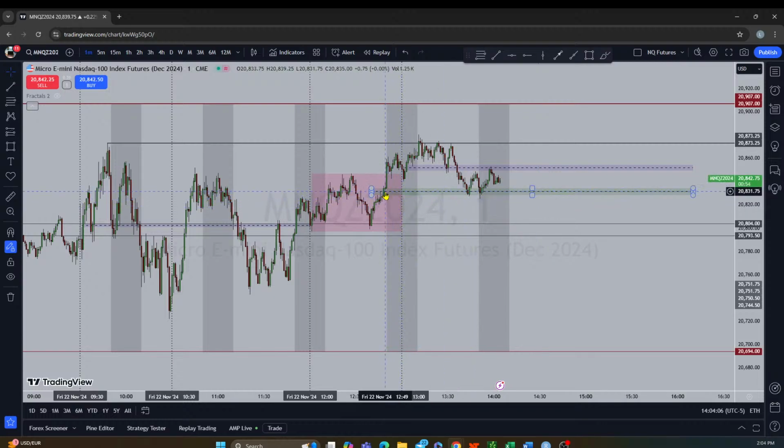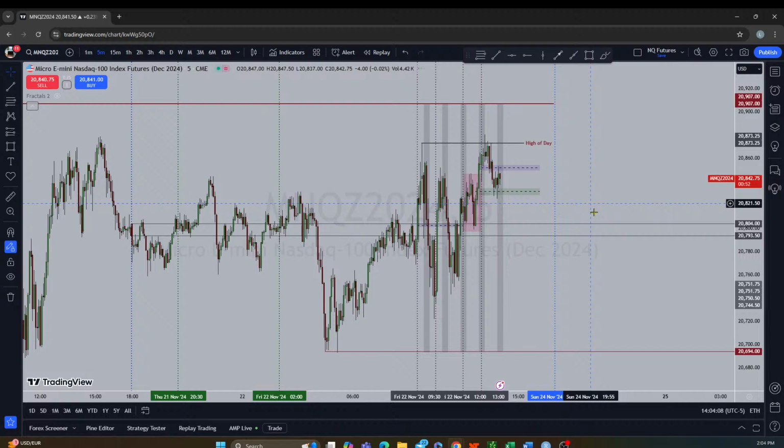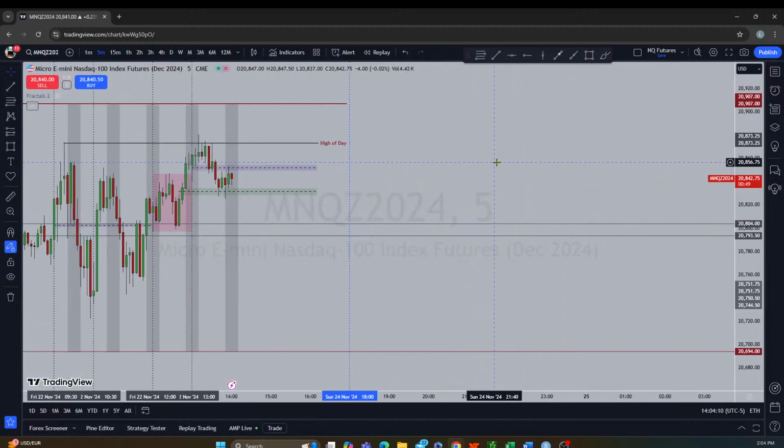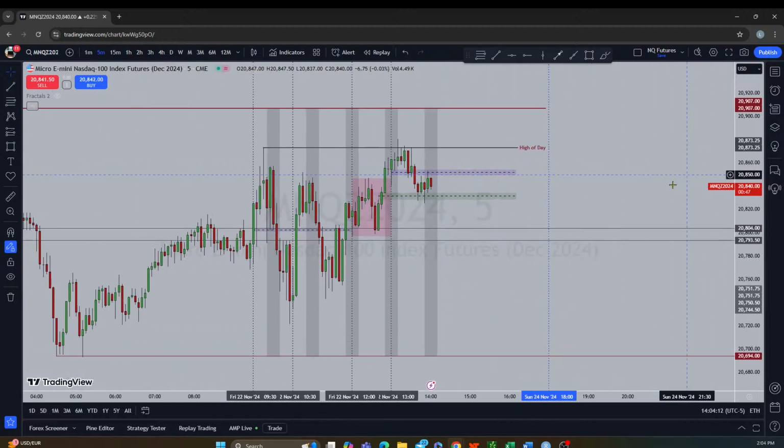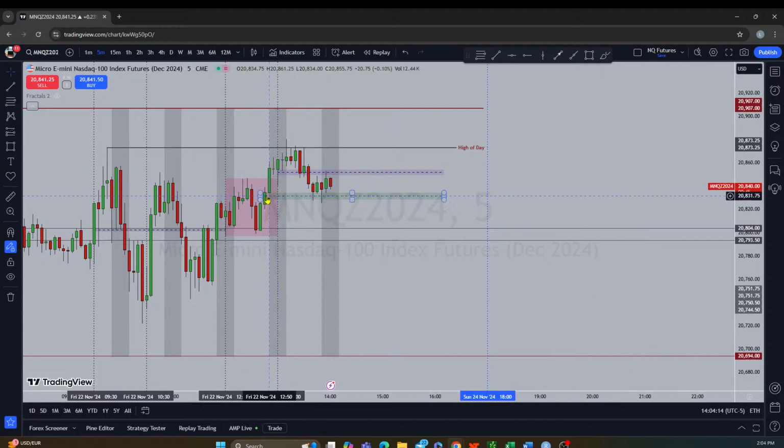This 5-minute fair value gap right here. If this is actually that new high of day, right? And we're gonna go down, I will be looking at lunch lows.